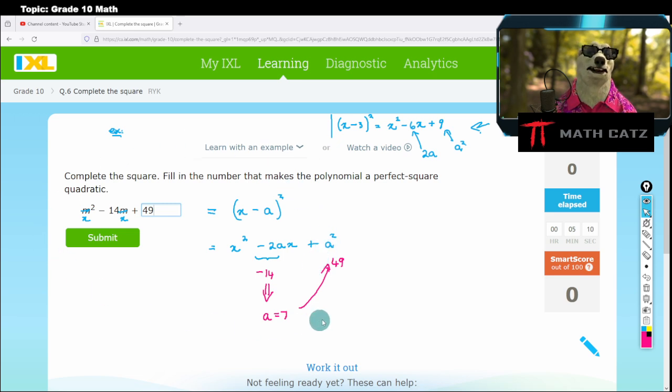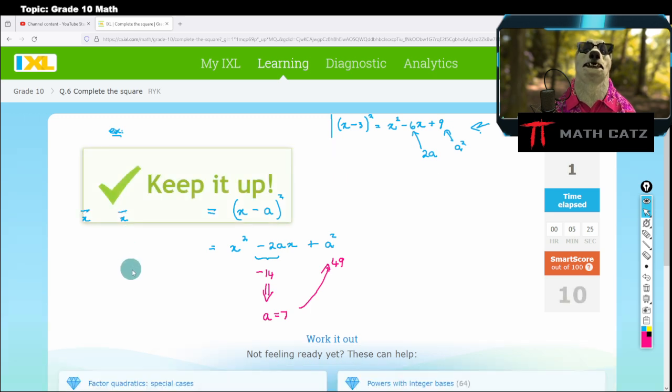So that is the basic idea behind completing the square. Trying to fill in that third term so that this factors to a bracket squared. Of course, there are more complicated situations. We're taking a first step.